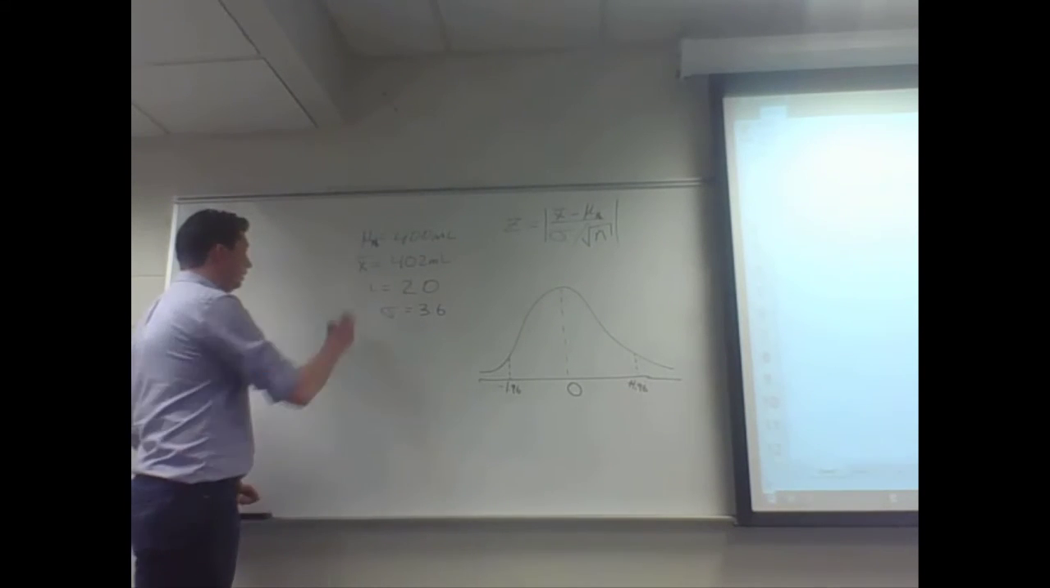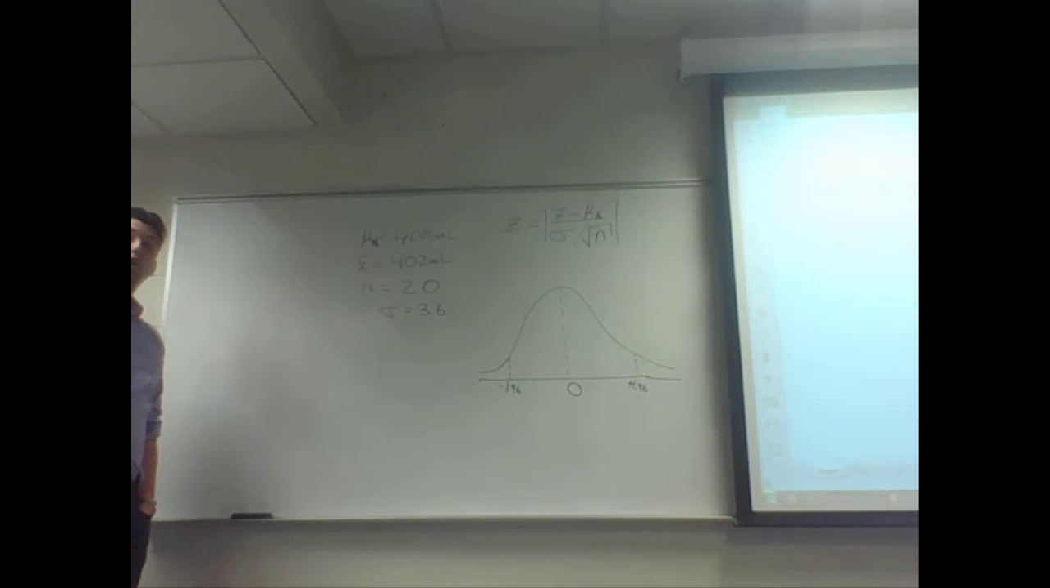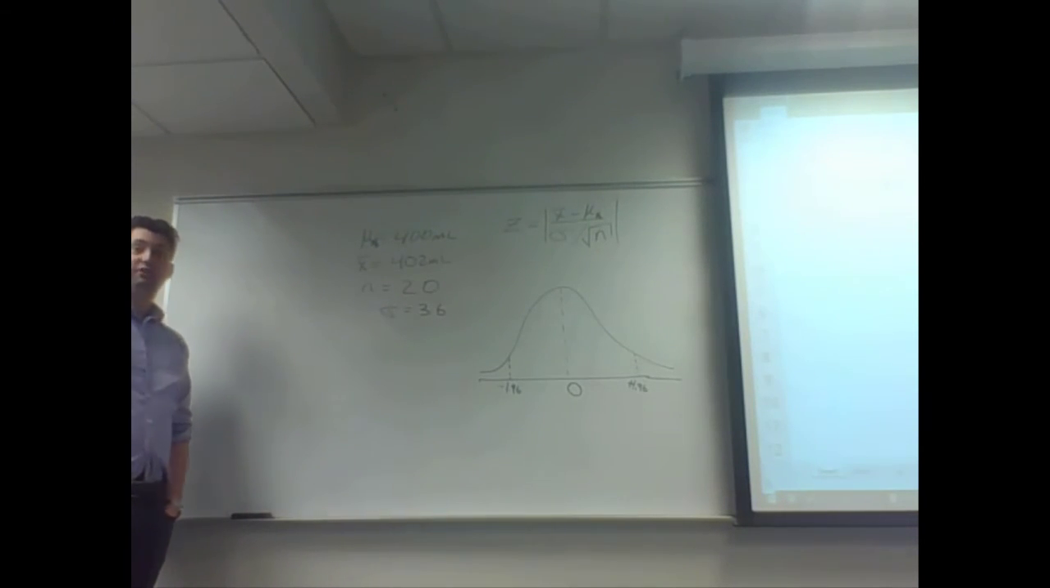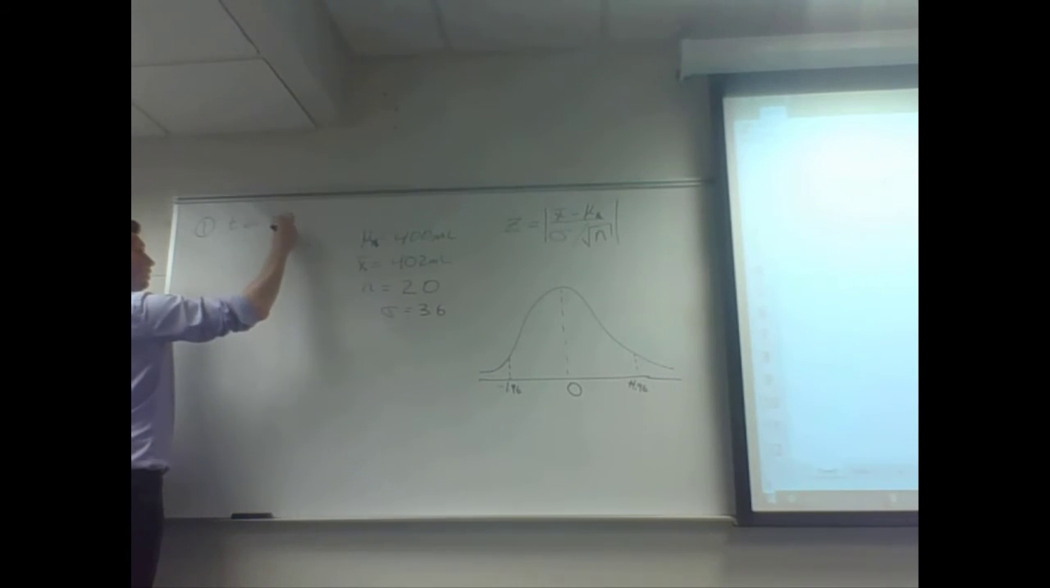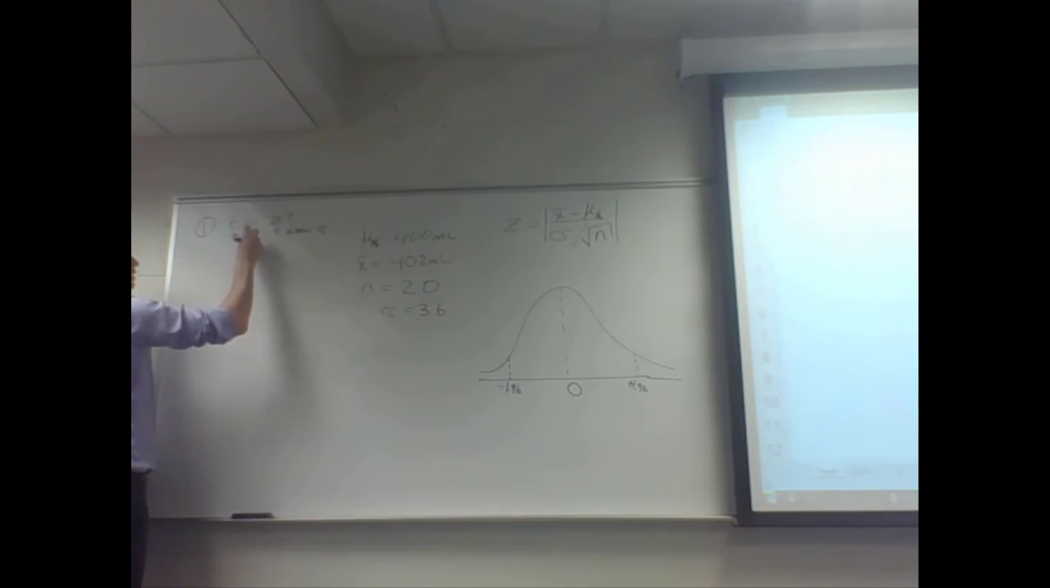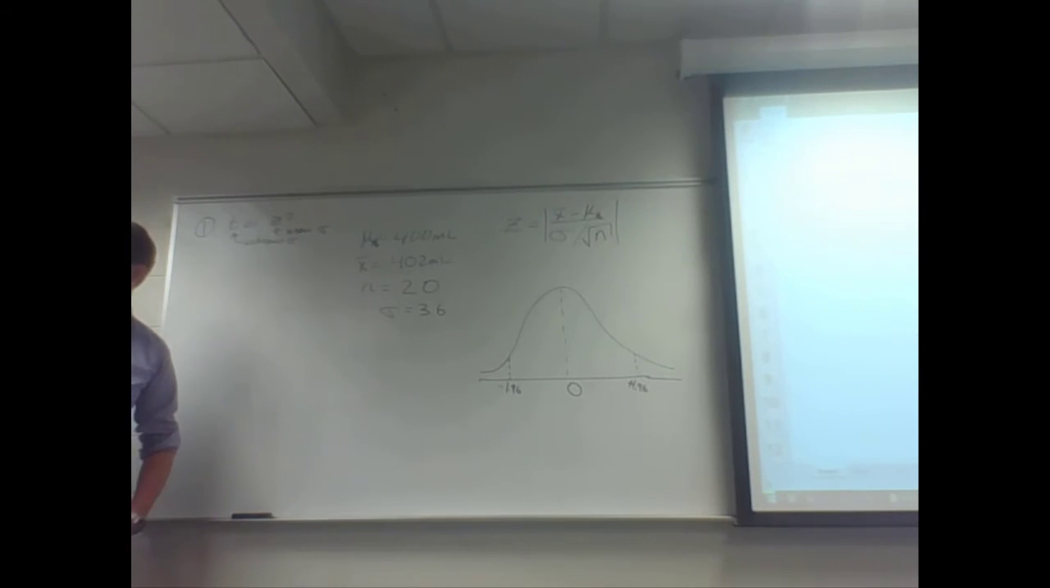Now, here are the steps to doing hypothesis testing. 1, are you using the t-score or the z-score? If it's z, you know sigma. If it's t, you don't know sigma, and you have to rely on s, the estimation of it from the sample.